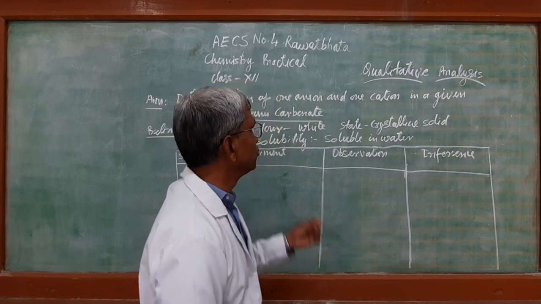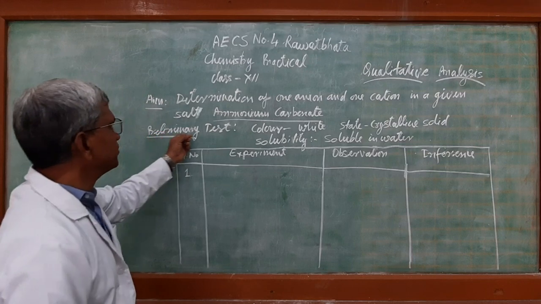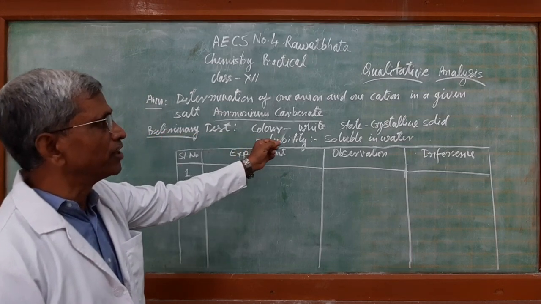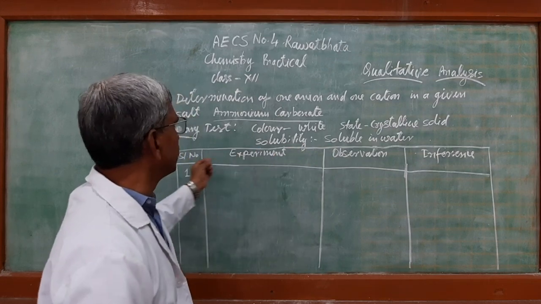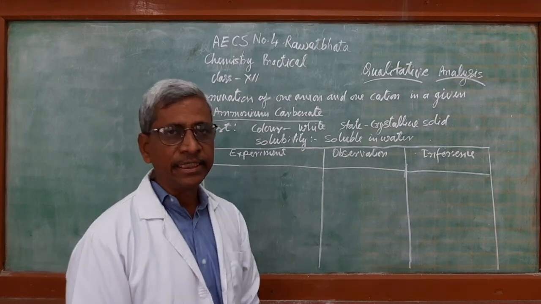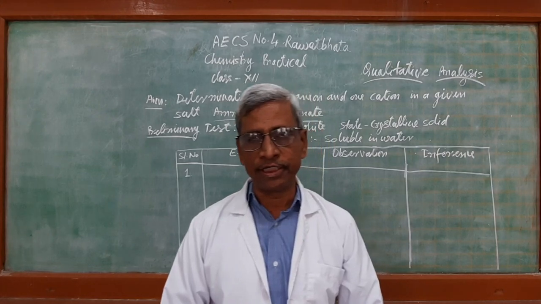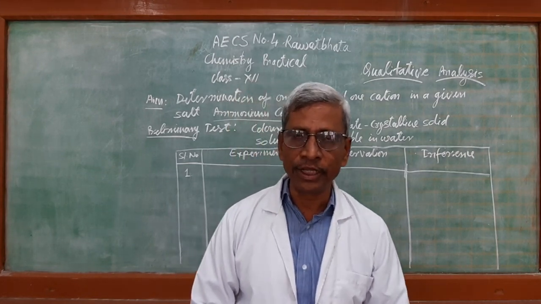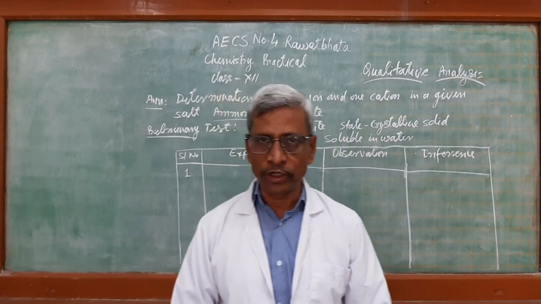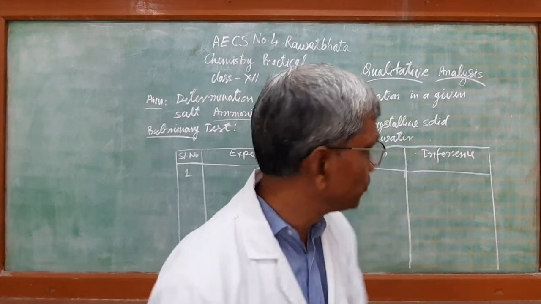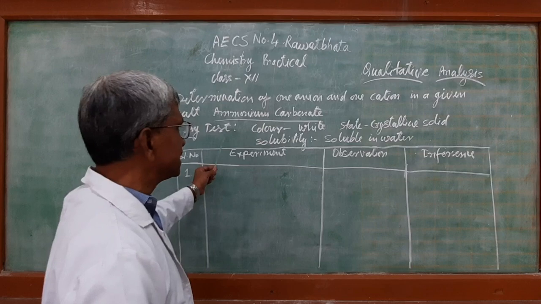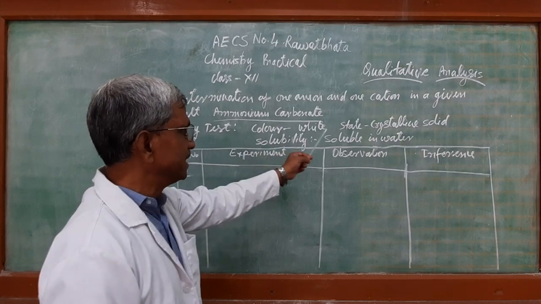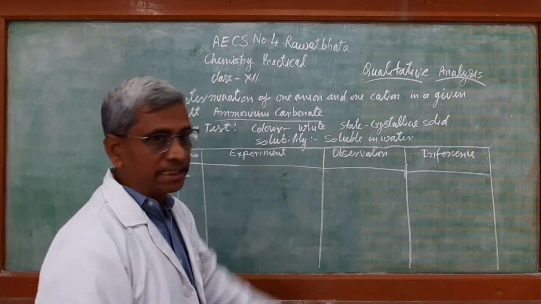Today I am going to do this experiment: determination of one anion and one cation present in the given salt of ammonium carbonate. The salt is known here, ammonium carbonate. So what to do? First we have to go for the preliminary test, the basic test: color, state and solubility.